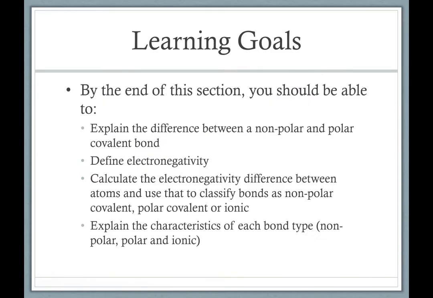Our learning goals for today are to explain the difference between nonpolar and polar covalent bonds and define electronegativity. We're going to calculate the electronegativity difference between atoms and use that to classify the bonds as nonpolar covalent, polar covalent, or ionic. And we're going to explain the characteristics of each bond type.